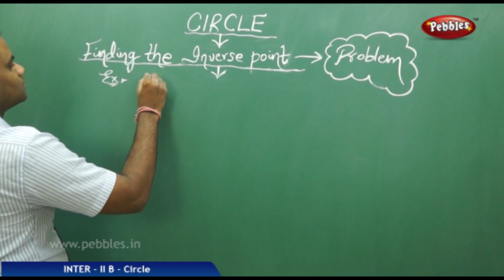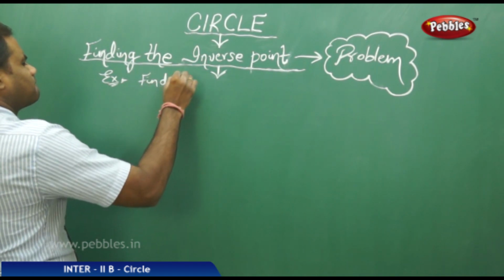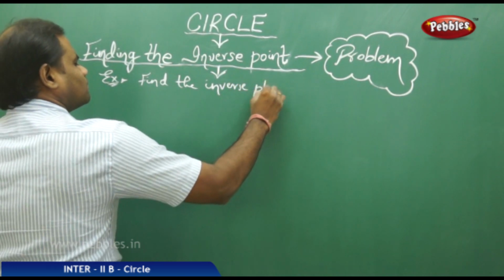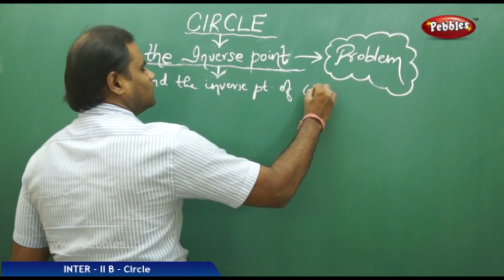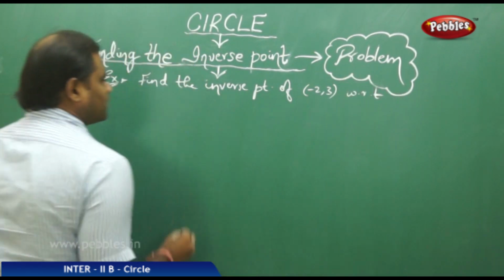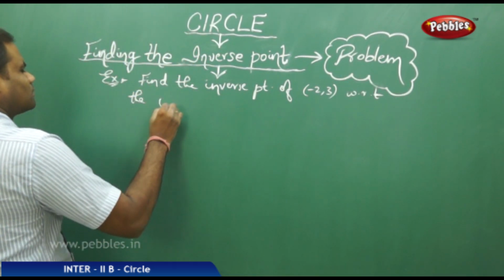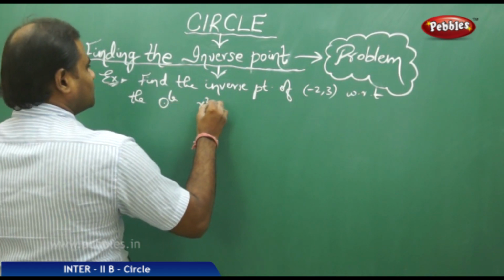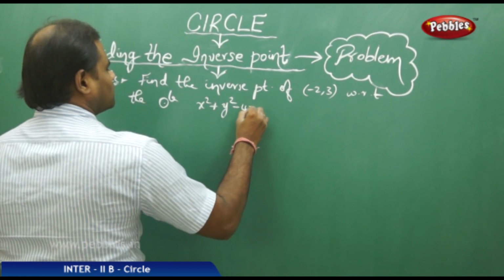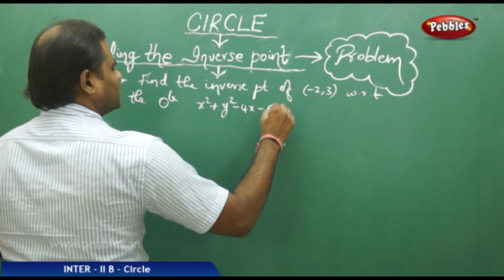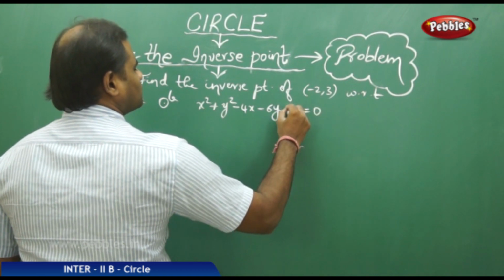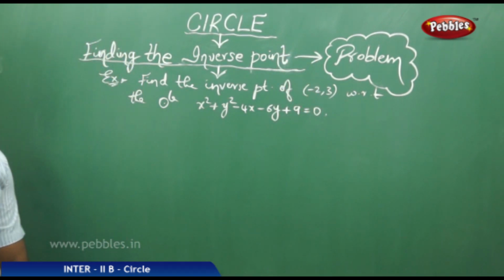So if I have a problem, it says: find the inverse point of (-2, 3) with respect to the circle x² + y² - 4x - 6y + 9 = 0. This is the question out here.